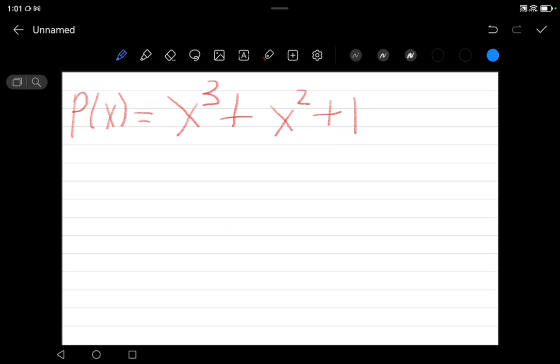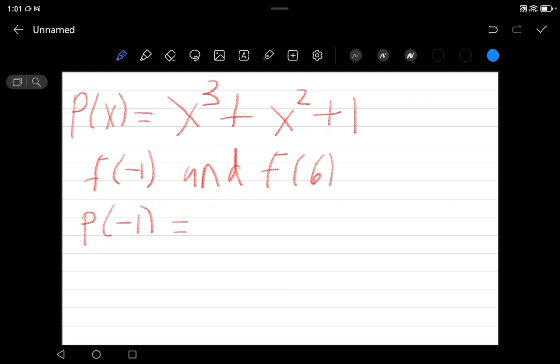Okay, and then remember they want us to estimate f of negative 1 and f of 6. Which means wherever there is x, we're going to substitute with negative 1 for the first one, and then with 6 for the second one. So it's going to be p of negative 1 equals negative 1 cubed plus negative 1 squared plus 1, and then you get your answer.